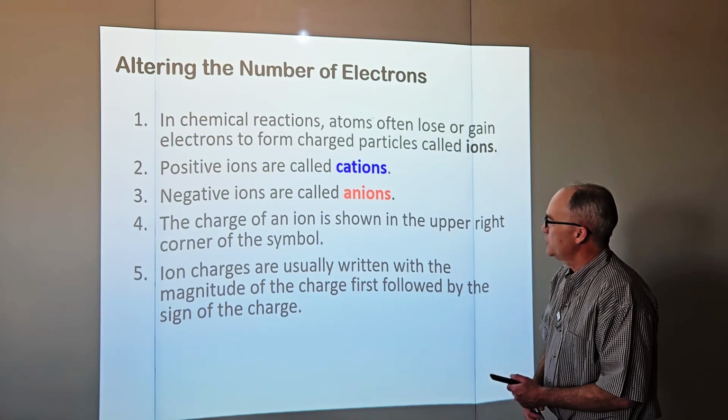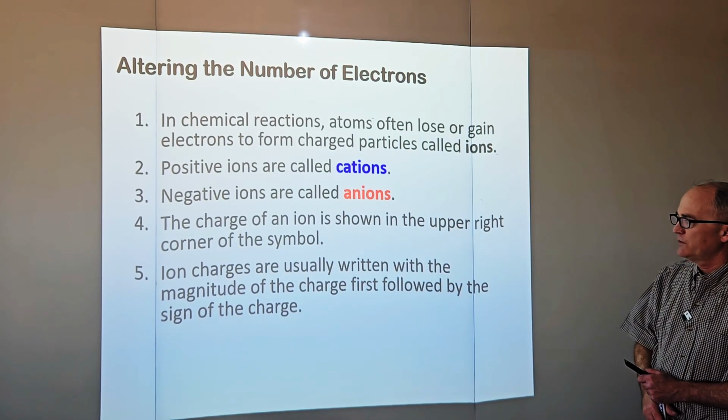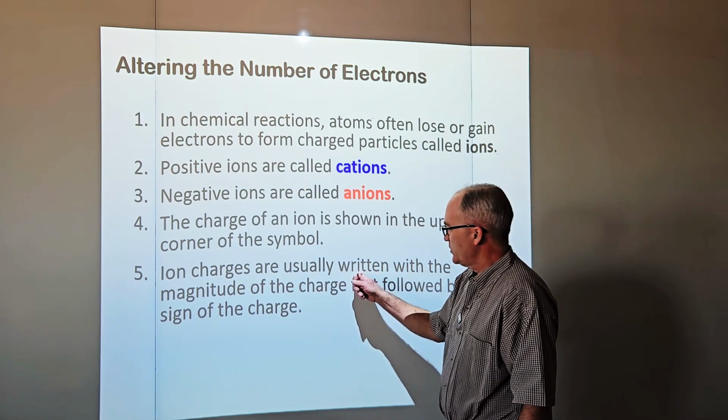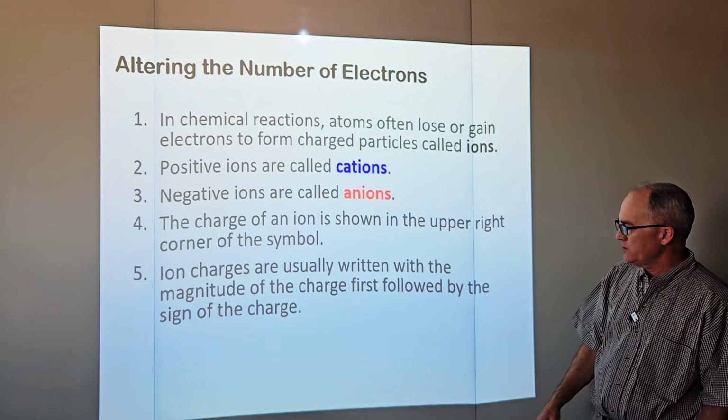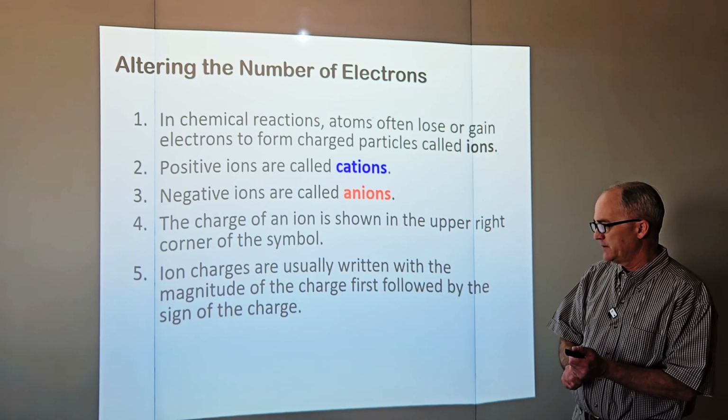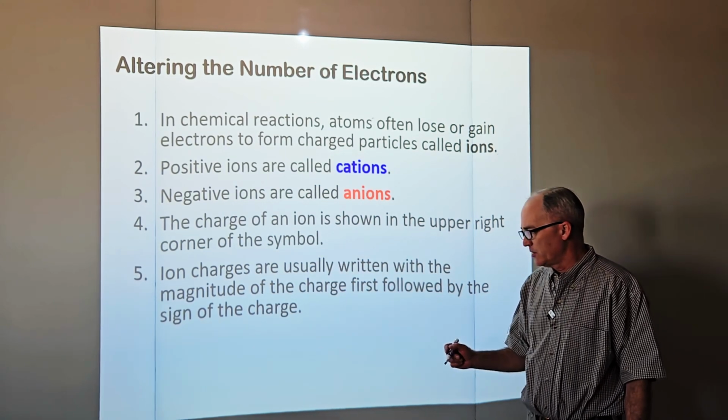The charge of an ion is shown in the upper right corner of the symbol. Ion charges are usually written with the magnitude of the charge first, followed by the sign of the charge.